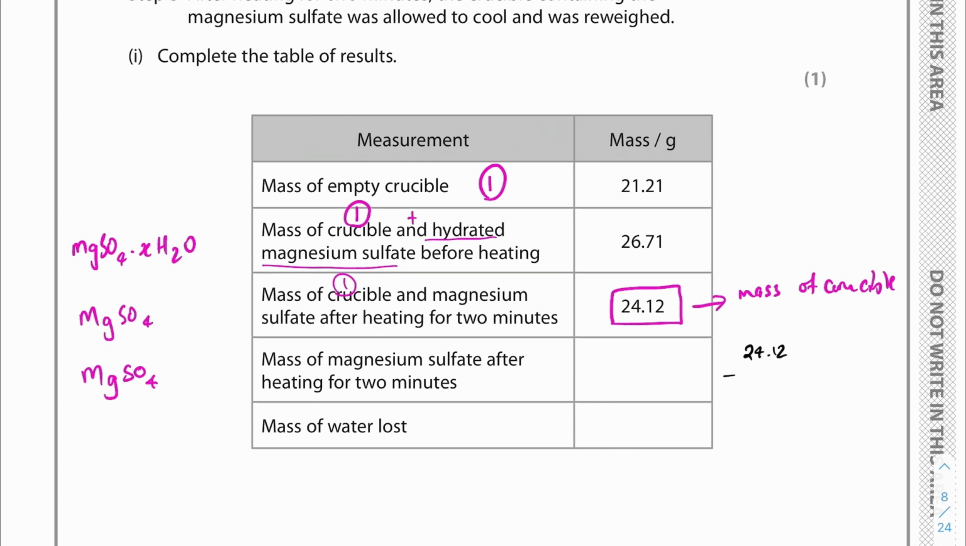24.12, take away 21.21, and this gives us 2.91. So this 2.91 here.